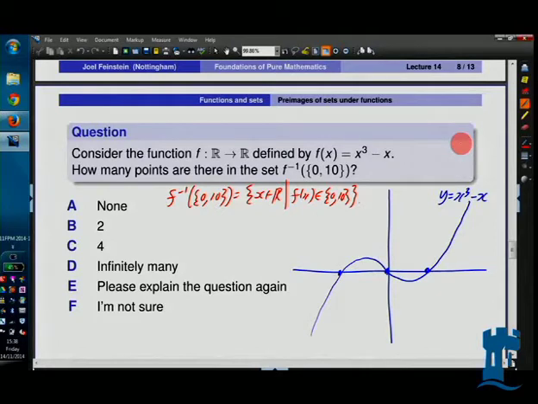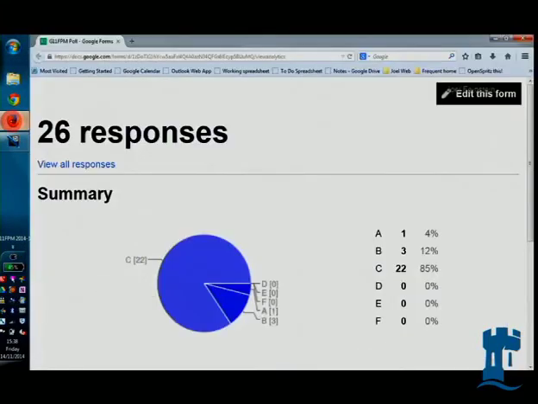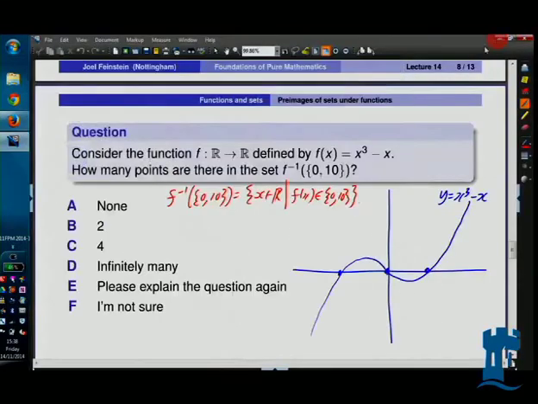22 answers so far. Okay, let's see what people have gone for. 26 answers so far, going up, and you can see we've got a majority going for C. Most people say that there's 4 points here, and that's correct. Though not very many of you answered the question.